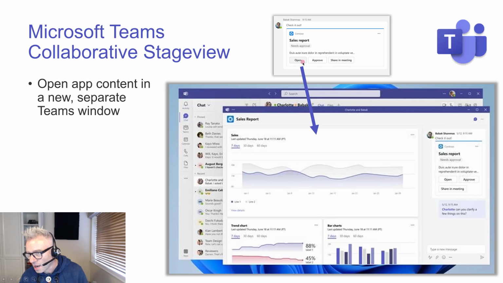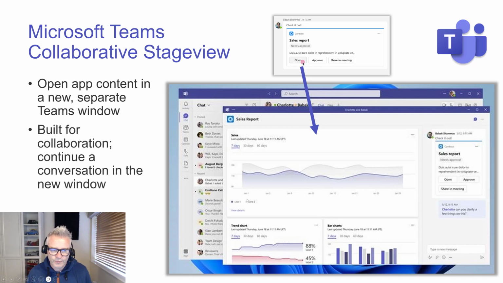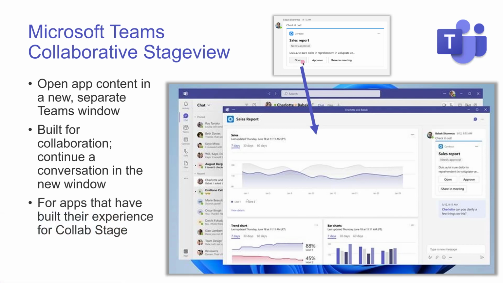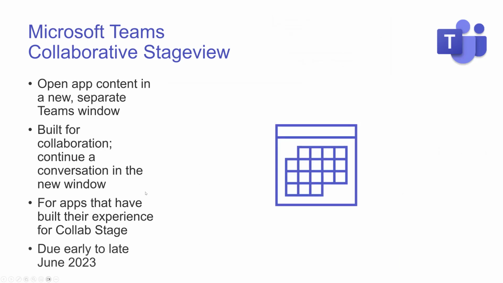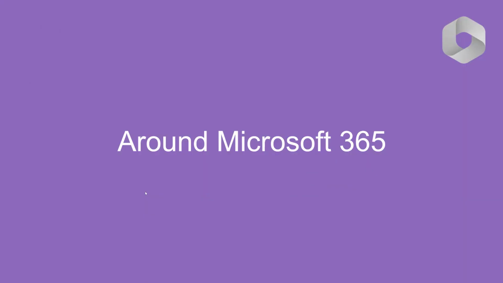See, I've got it in the middle. On the right hand side, we have a conversation just about that thing. So it's for apps that have been built for a collab stage. And I've got to be honest, folks, I don't know much about the way people make apps for Teams, but that hopefully will mean something to you if that applies to you. Folks, that's due sometime this month. It should be here by the end of June.